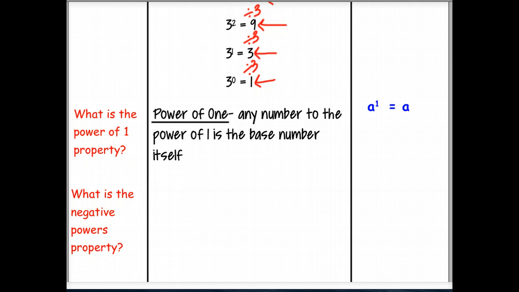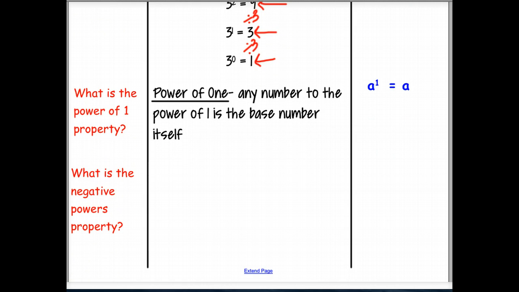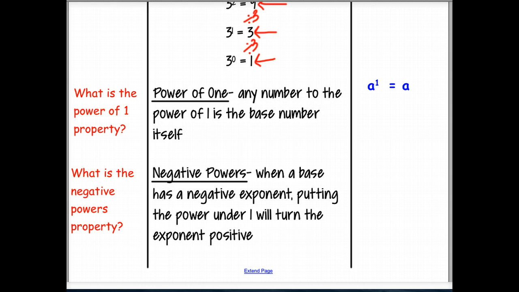The final one for today is the negative powers property, and this is the one I said we would get back to in class this afternoon. Negative powers is when a base has a negative exponent, you put the power under 1 or into the other side of the numerator or denominator. It will turn the exponent positive. So a to the negative n power is equal to 1 over a to the n.